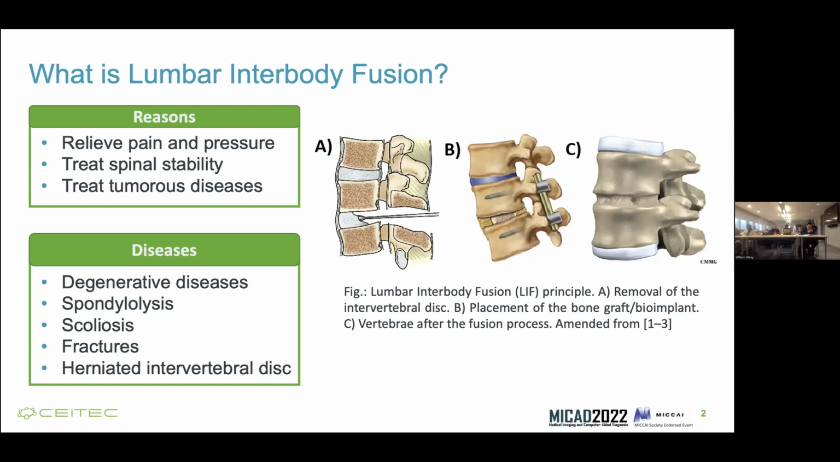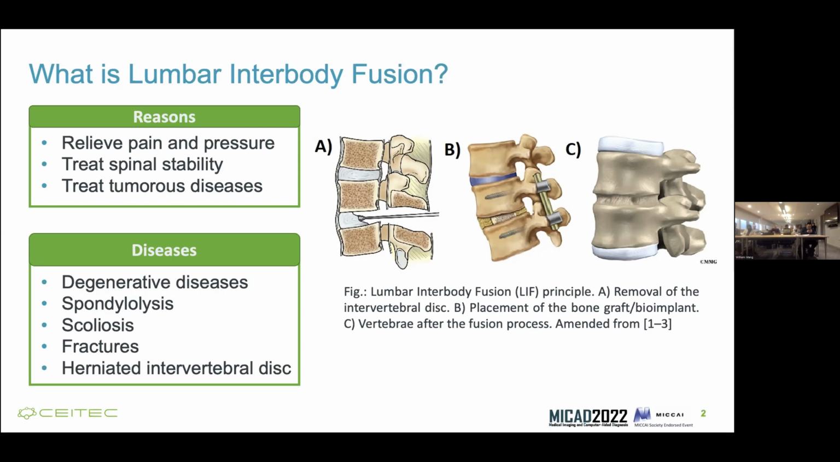The surgery is done in the following manner. Firstly, the intervertebral disc is removed and is replaced by some kind of medium that provides the fusion, and after several weeks of the fusion process, two or more vertebrae are connected into one whole unit.